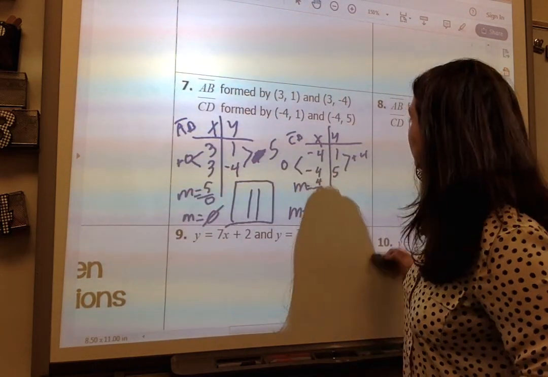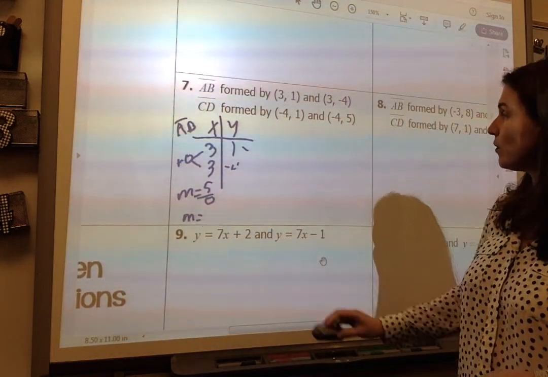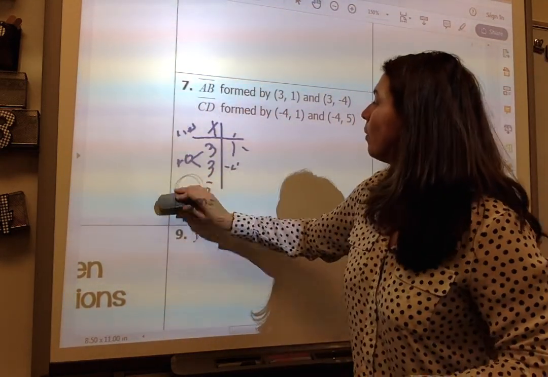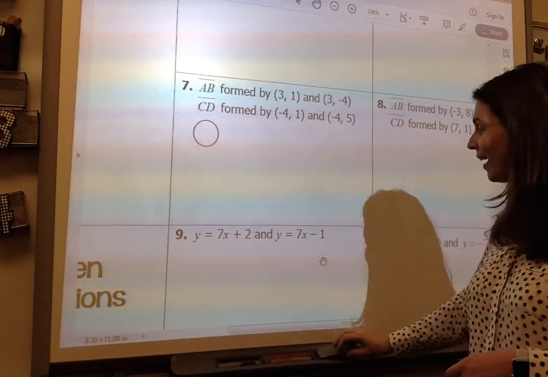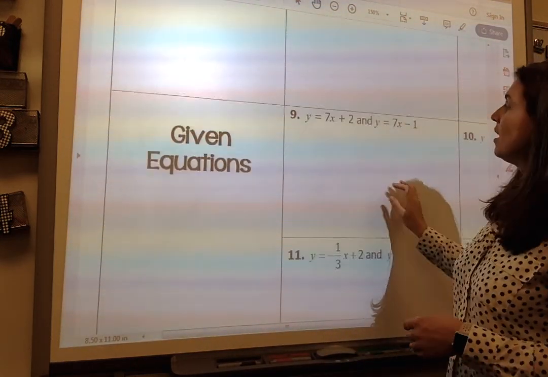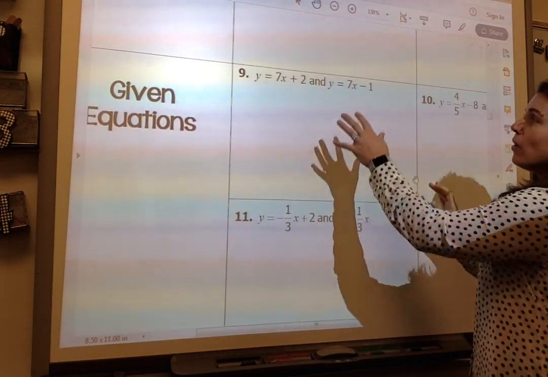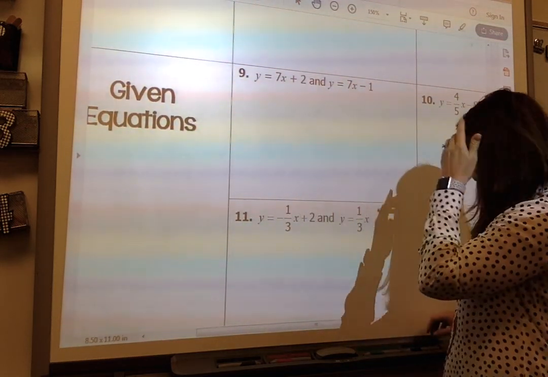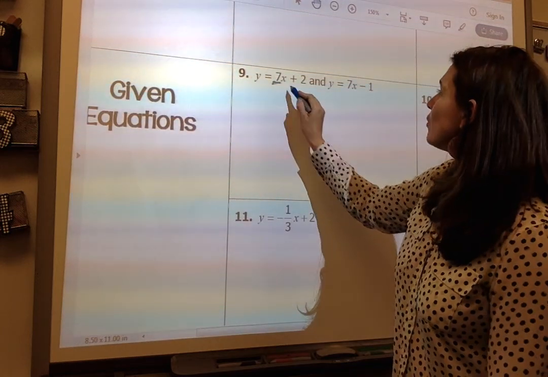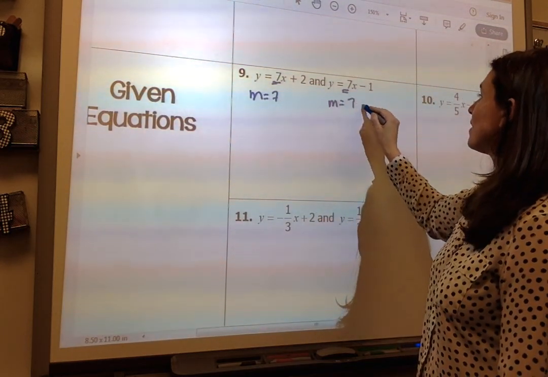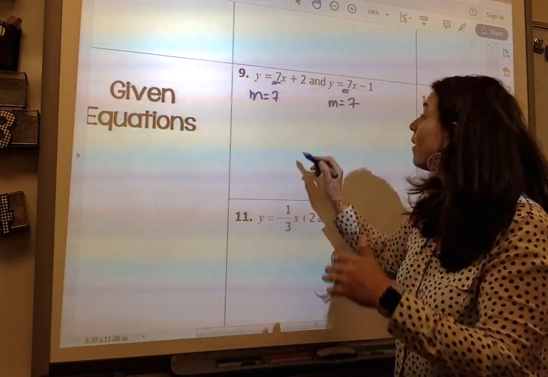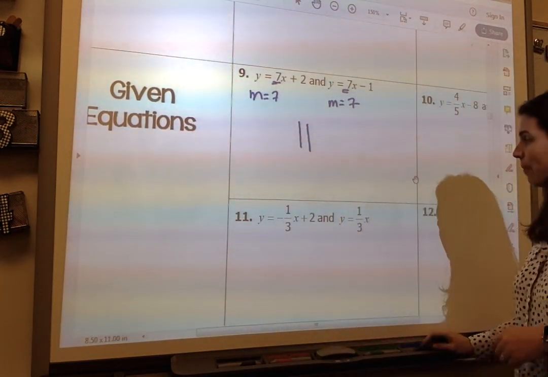Okay, now let's take a look at number 9. How would we do something like number 9? Well, it is in y equals mx plus b, so they've kind of done the work for me if they're given an equation. So now, can I see if these lines are parallel or perpendicular? Well, yeah, it's awesome. Here's my slope. So that slope is 7. Here's my slope. That slope is 7. Same slope, parallel lines. So number 9 is parallel.